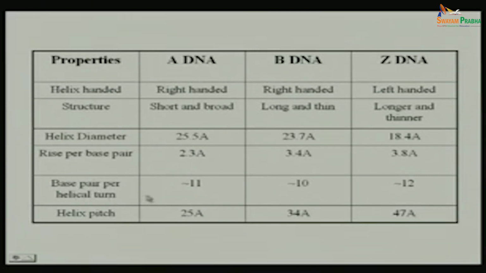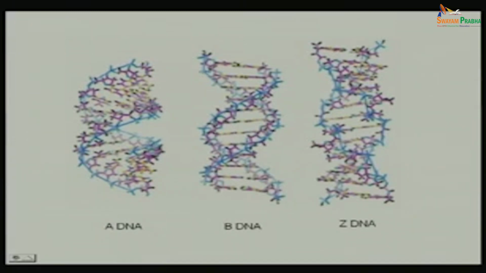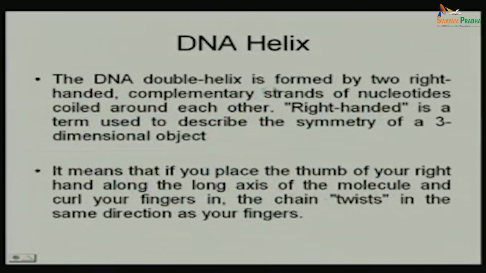such as the base pair, helix diameter, rise per base pair, base pairs per helical turn, helix pitch, etc., which are different in each form of DNA. Now, if we see at a glance, we can find that A form of DNA is very thick and short, B if we are considering as normal, then Z form is thin and long. So, these are some of the DNA helices.